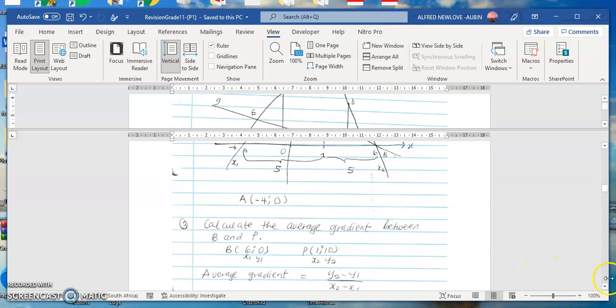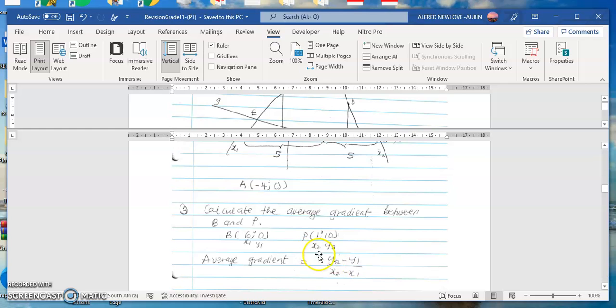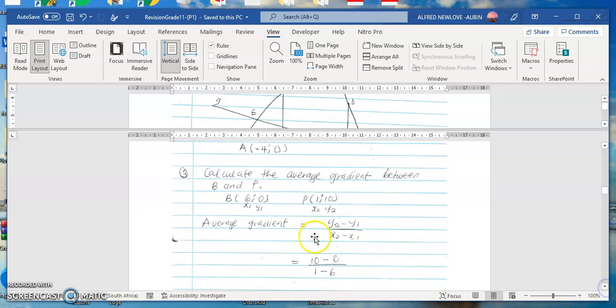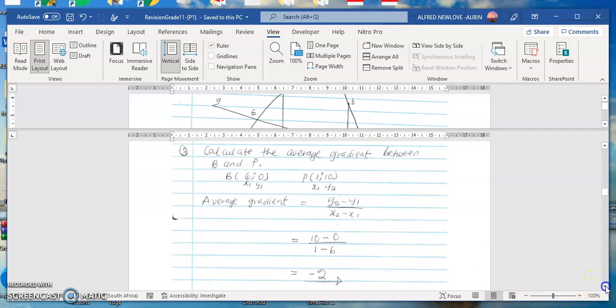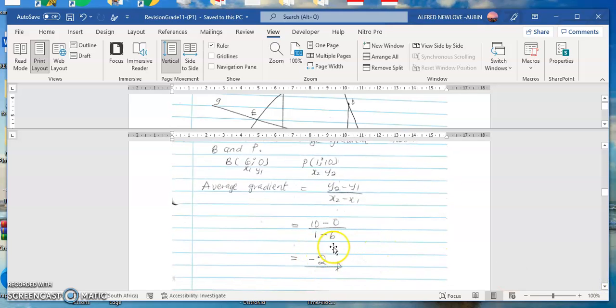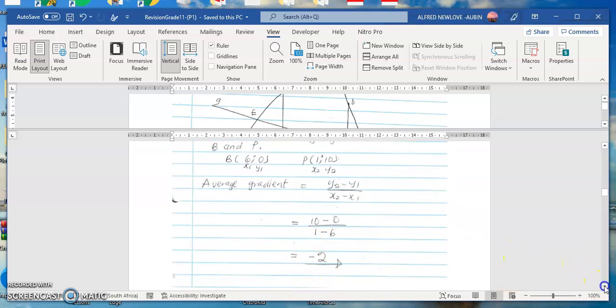Our average gradient is going to be y2 minus y1 over x2 minus x1. So you call this x1, y1, x2, y2, and substitute. Our y2 is 10 minus our y1, which is 0, over our x2, which is 1, minus our x1, which is 6. If you simplify, you are going to get minus 2. That becomes our average gradient.